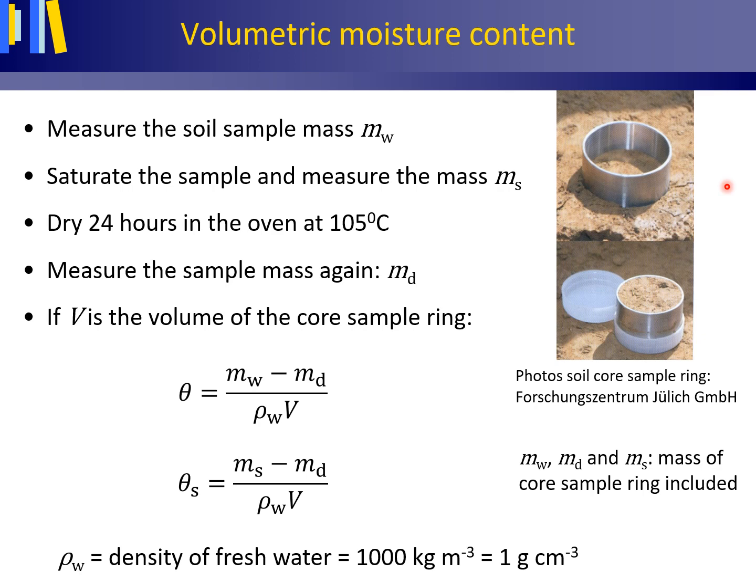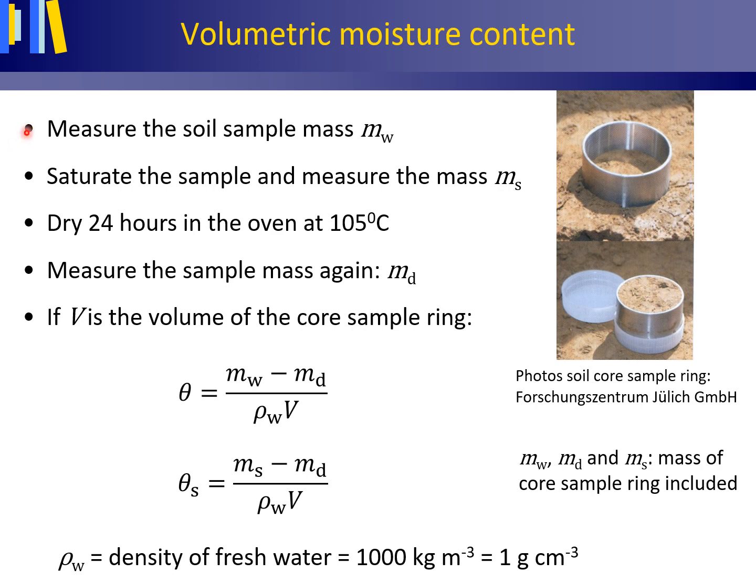Make sure that after collecting your sample, you immediately seal the ring using the plastic caps and some tape, so as to make sure that no moisture can escape from the sample. The rings have an inner diameter of 5 cm and a length of 5.1 cm, and thus a sampling volume of 100 cubic centimeter.